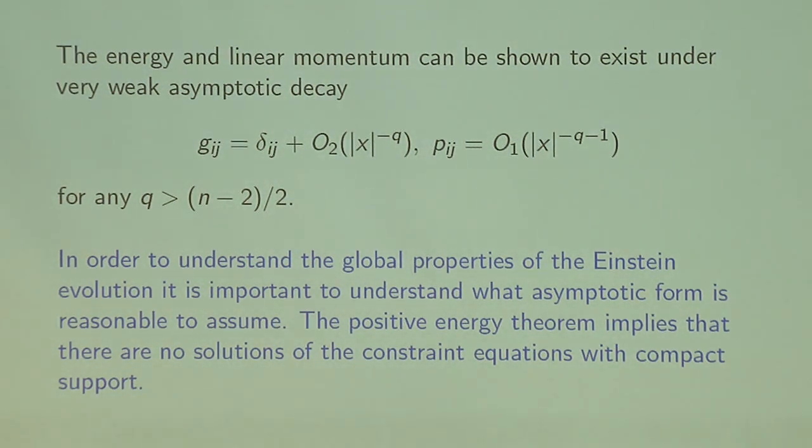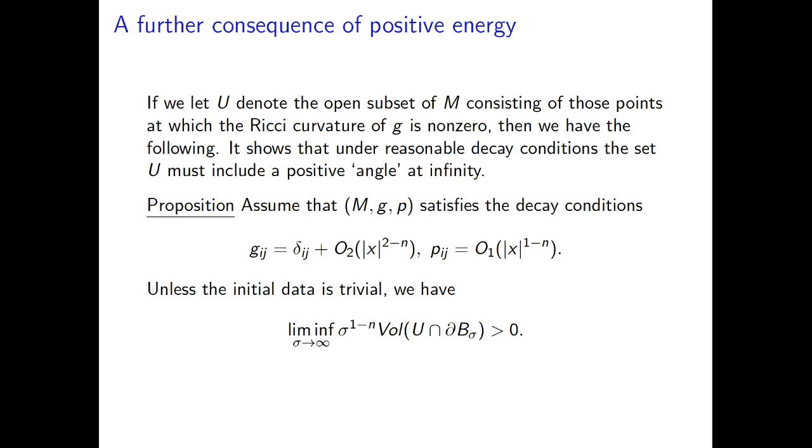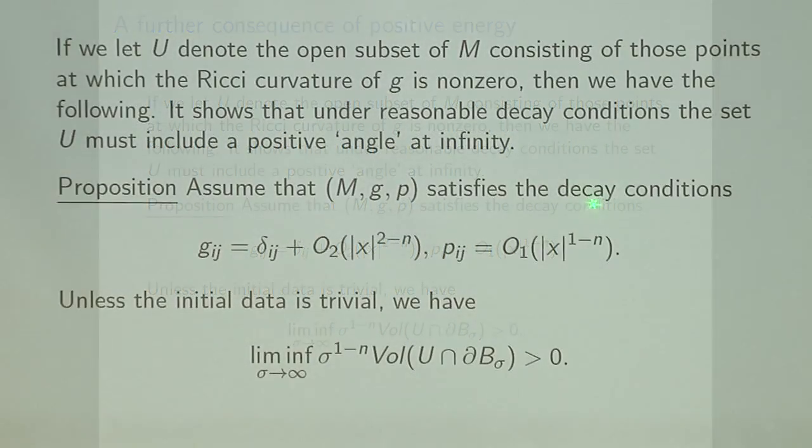we want to understand what asymptotic forms we can assume for such data. And again, as I said, we can't make the data compactly supported. It's simply not possible to do that. And so actually, the positive energy theorem gives a more precise restriction on the data, which I've stated here. Namely, what it tells us is that if we consider a solution of the constraint equations, and if we assume that it satisfies these slightly stronger, so these are the Schwarzschild type decay conditions.